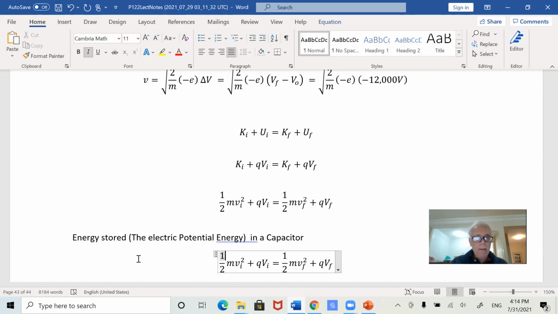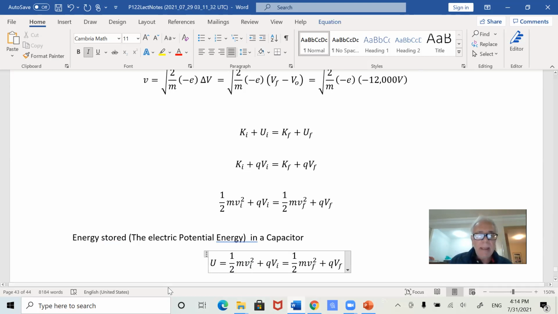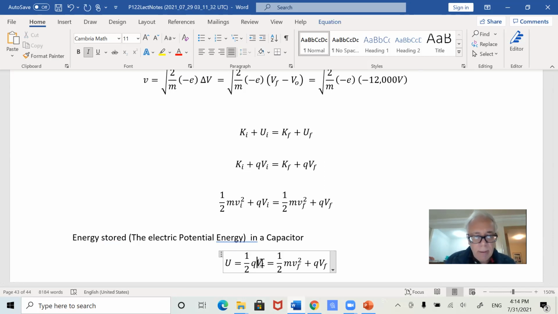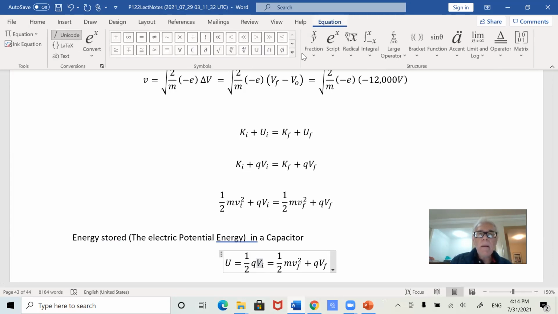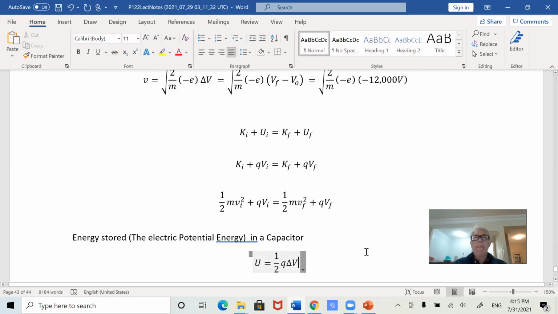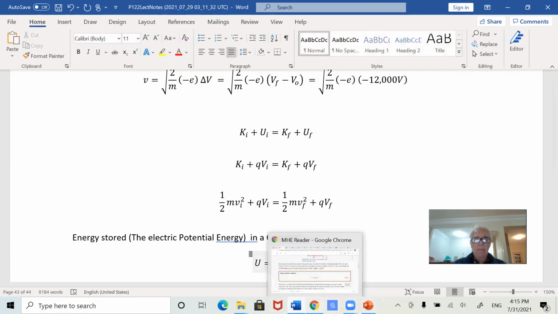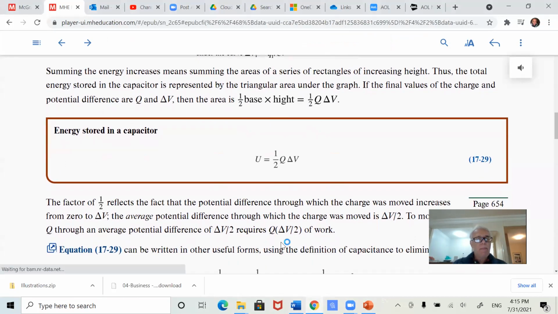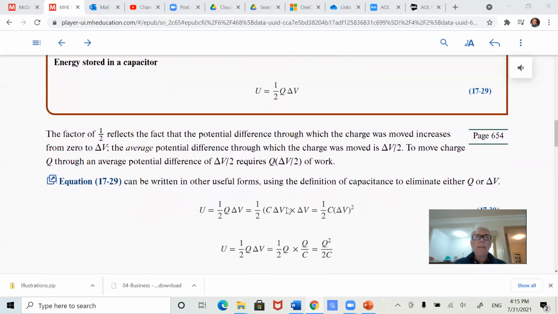So here we go. The net U is going to be half of Q delta V, the final delta V. So this equation can be rewritten in a different way using the capacitance of the device.